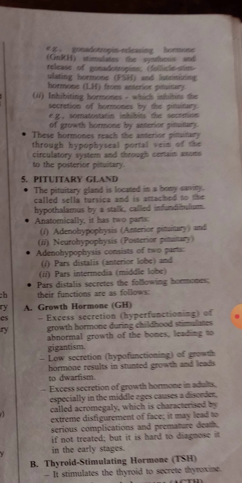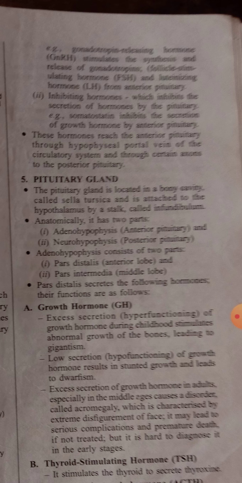Next, inhibiting hormone. When a particular organ starts functioning and continues its function, and any message is not conveyed by the control and coordination system, it will stop functioning. So to stop the functioning, glands also release hormones, and those hormones are known as inhibiting hormones, which stop the functioning of that particular organ.